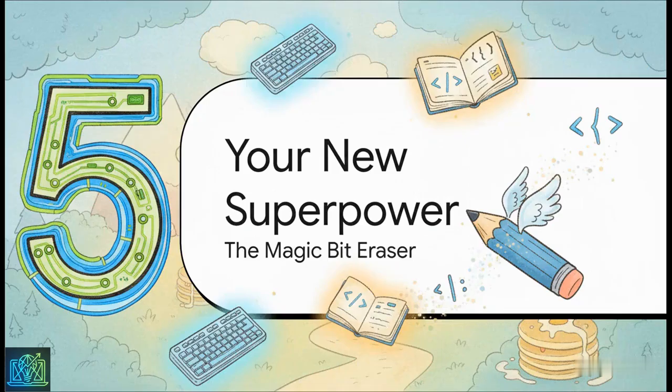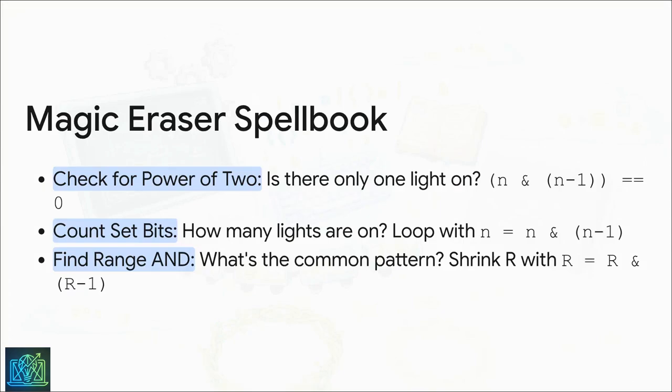It's awesome. So let's just take a breath for a second and recap the incredible power we've just unlocked with this one simple trick. From just a single building block, our magic bit eraser, we've built a whole toolkit. We can check for lone lights, we can count all the lights super efficiently, and we can even find the common core of a whole range of numbers.